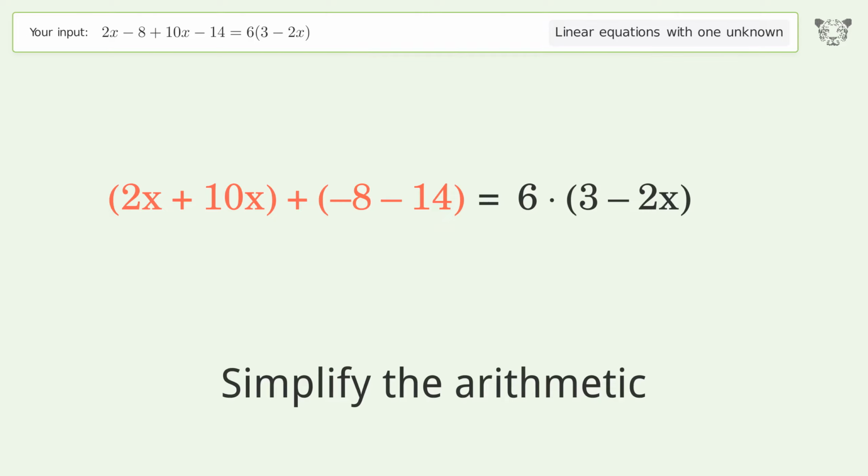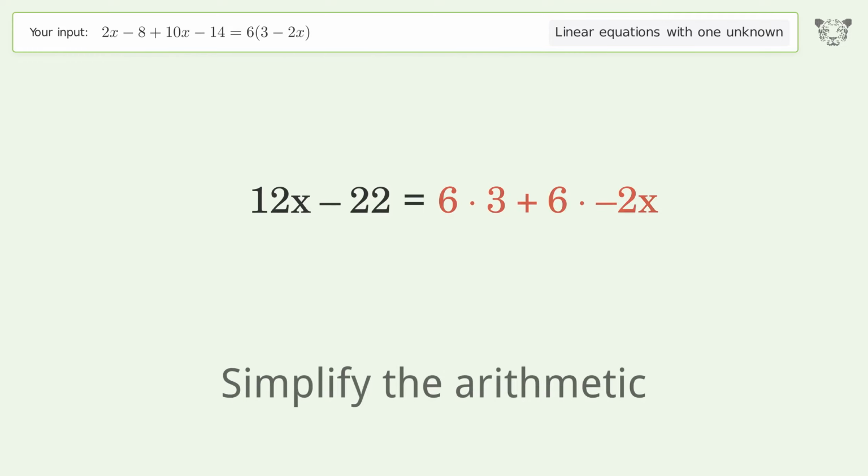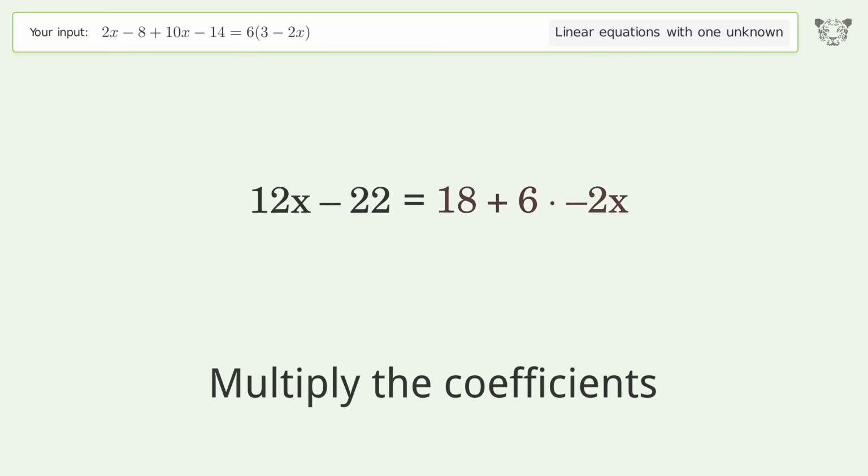Simplify the arithmetic. Expand the parentheses. Simplify the arithmetic. Multiply the coefficients.